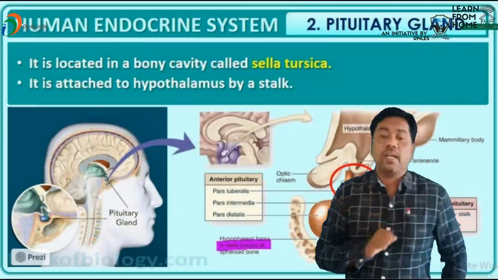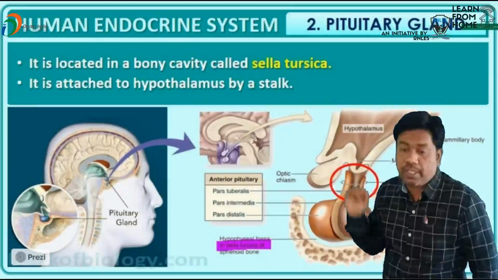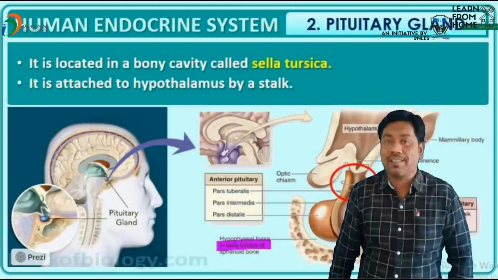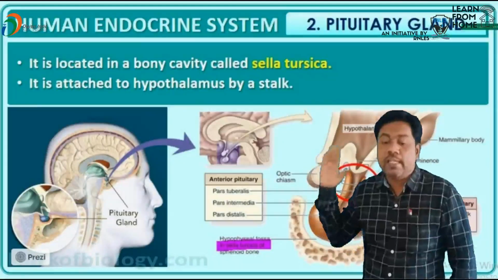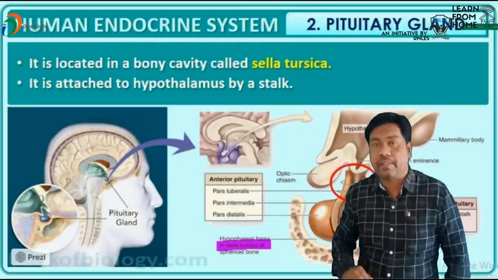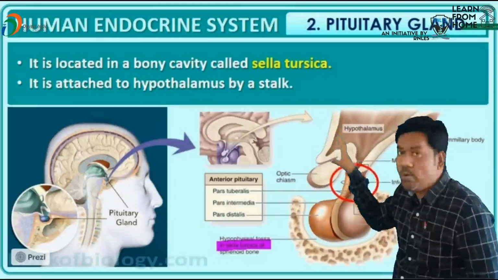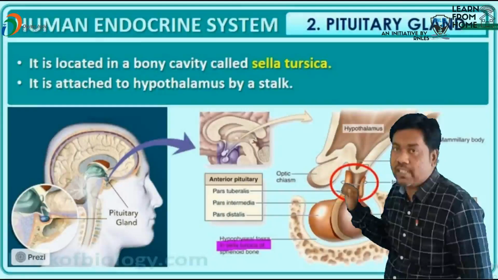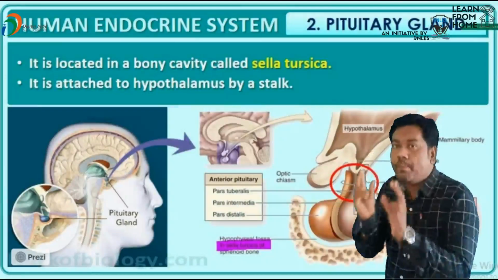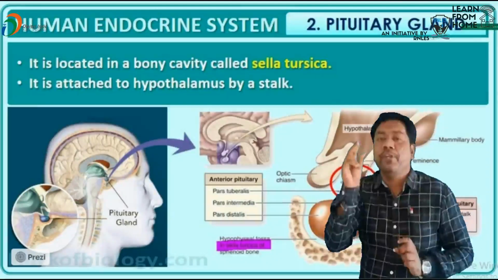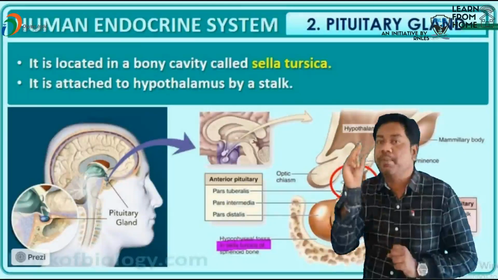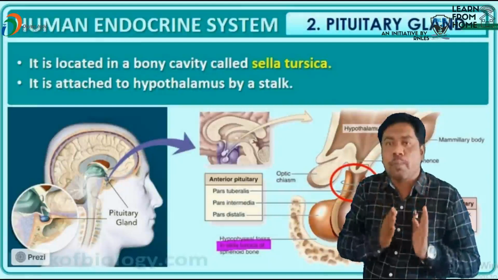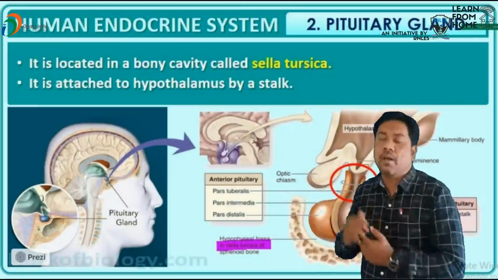This is a diagrammatic representation of the pituitary gland. What is the pituitary gland? The pituitary gland is also known as the master gland. The pituitary gland is located in a bone cavity. That bone cavity is known as the sella turcica. It is a pea-shaped gland, a pea-shaped pinkish colored gland. It weighs about 0.5 grams.